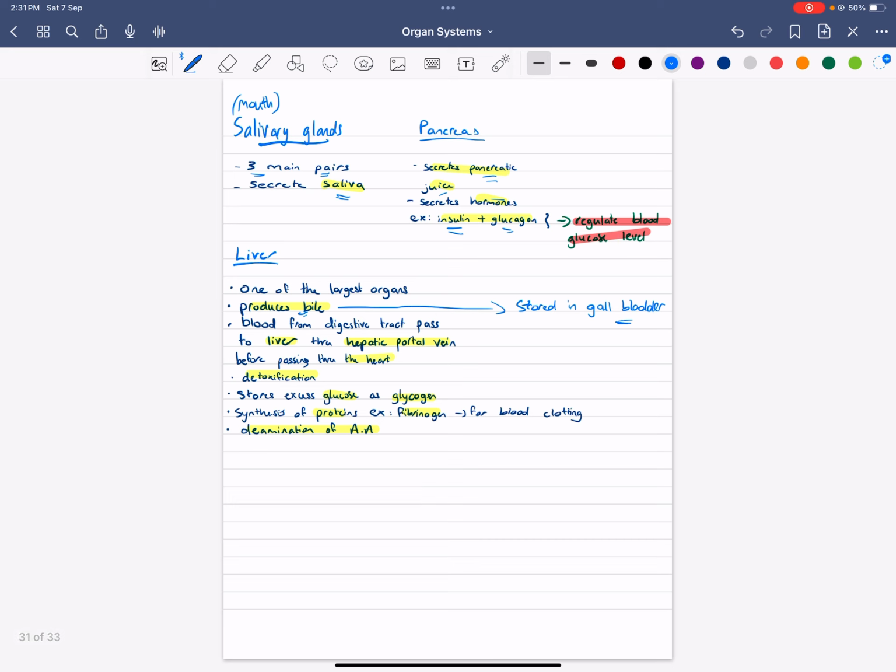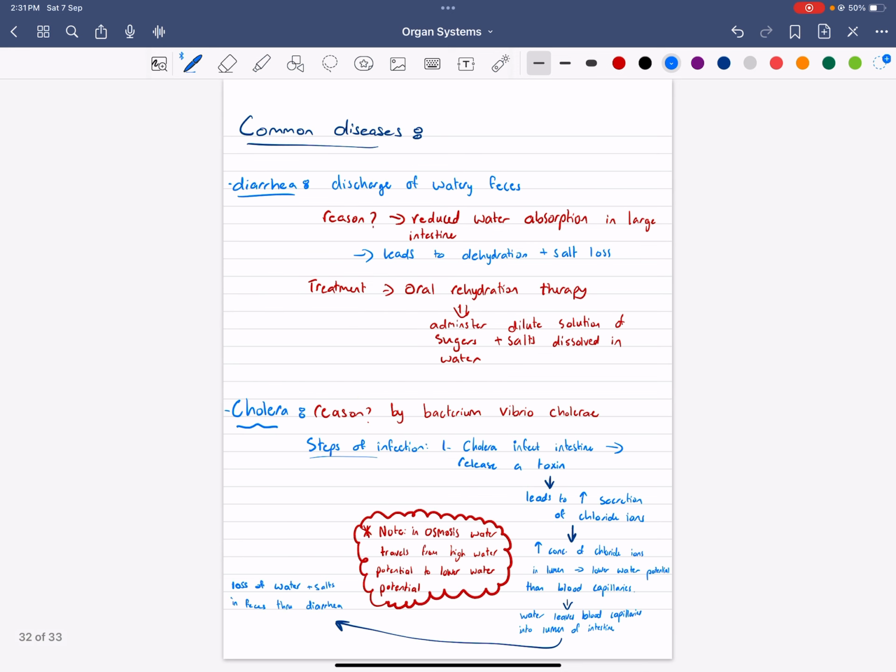And the liver also. The blood from the digestive tract passes to the liver through something called the hepatic portal vein. Now, what's a portal vein? It's a vein that does not pass through the heart first. So the blood from the digestive tract passes to the liver through the hepatic portal vein before passing through the heart. It also functions in detoxification, and remember, the liver stores excess glucose as glycogen, and it also synthesizes proteins for blood clotting, and also it works in the deamination of amino acids.